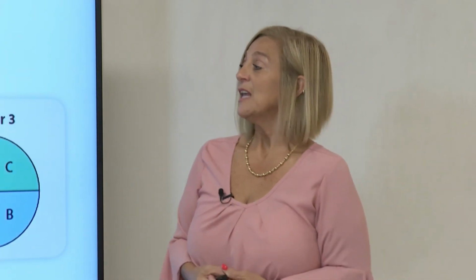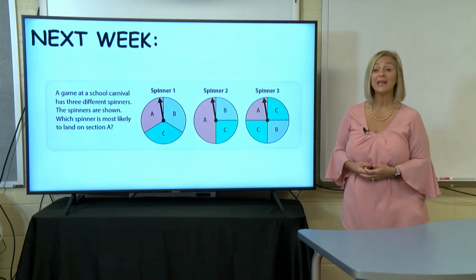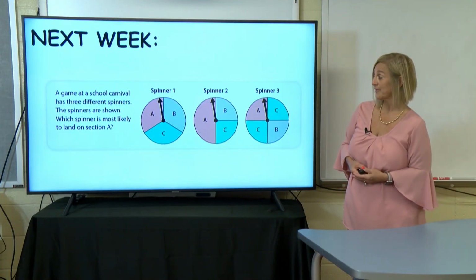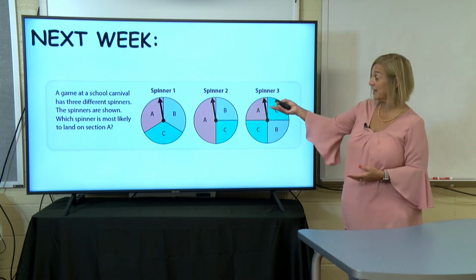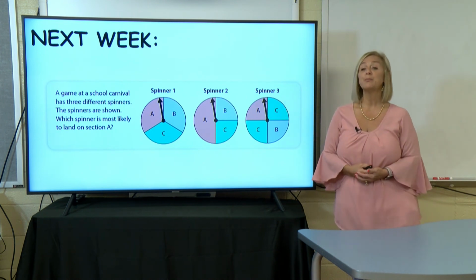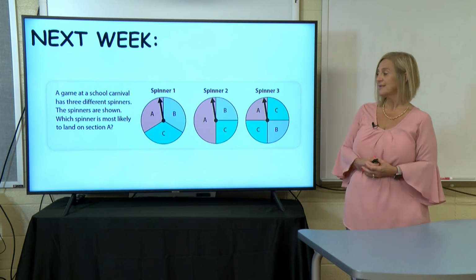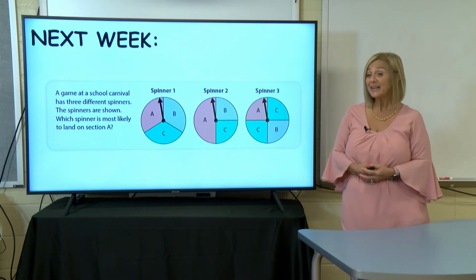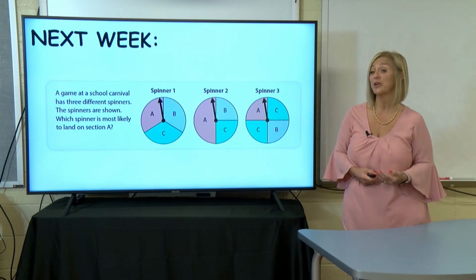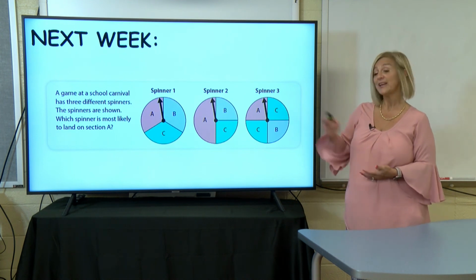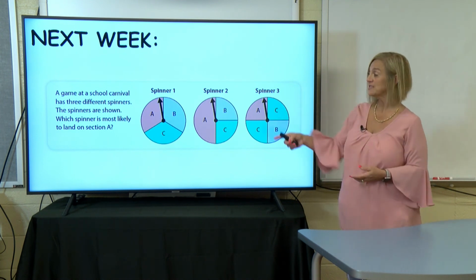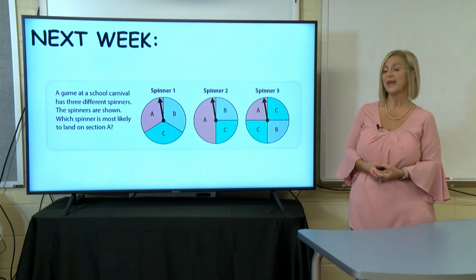So here's what we're going to be studying next week. A game at a school carnival has 3 different spinners. The spinners are shown here. Which spinner is more likely to land on A? So next week we are going to be talking about probability. So I need you to think about this. Which spinner do you think will land on A?